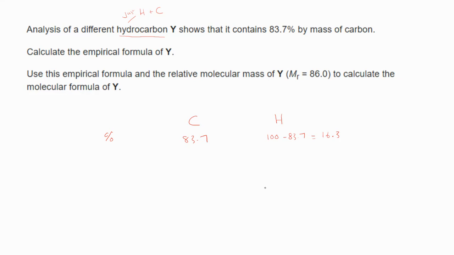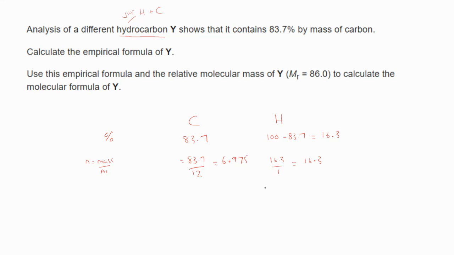So now I need to convert it into the number of moles, and the number of moles is mass over the relative atomic mass. So for carbon that's going to be 83.7 divided by the atomic mass of carbon, which is 12, and for hydrogen that's going to be 16.3 divided by the atomic mass of hydrogen, which is 1. So that's going to give me the 2 numbers, 16.3. If I stick that into my calculator, it's going to give me 6.975.